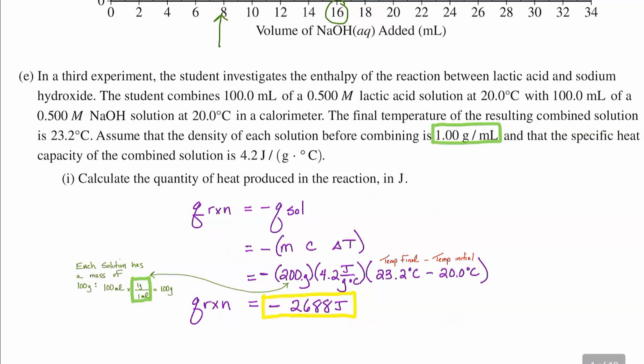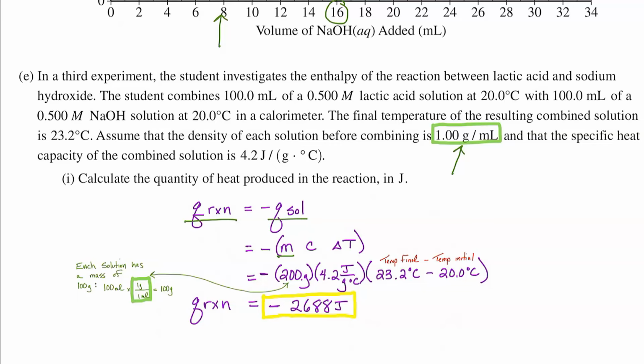They give us the densities of the solution. Because we're starting with milliliters, we need to know the mass of the solution here. Right away, we know the Q of the reaction, which we can't measure directly because we can't put a thermometer onto a reaction, is equal to the negative Q of the solution. So we're going to use the surrounding solutions to get information. That's kind of what calorimetry is about.